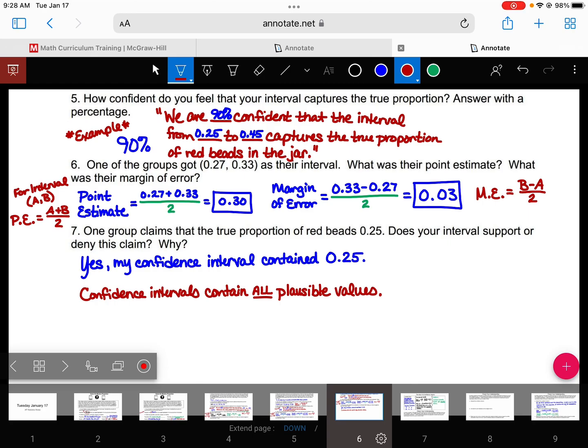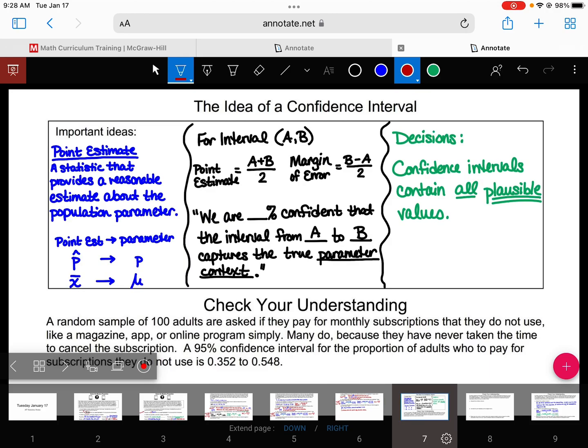Let's get our big ideas. A point estimate is a statistic that provides a reasonable estimate about the population parameter. So we can have point estimates for our parameter p, that would be p hat. We can have point estimates for the mean, mu, that would be x bar. Today in our example, we did point estimates for p, but we could also do point estimates for the mean.